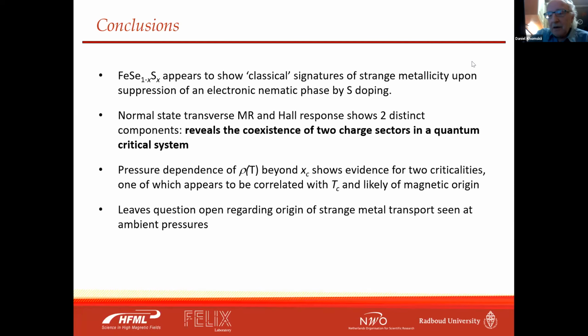Yeah, I have one question. In quite a lot of systems, the superconducting dome is centered around the quantum critical point and TC is maximum above the critical point. But here it seems to be not the case. Is it true, at least for the nematic quantum critical point, that TC is actually lower?